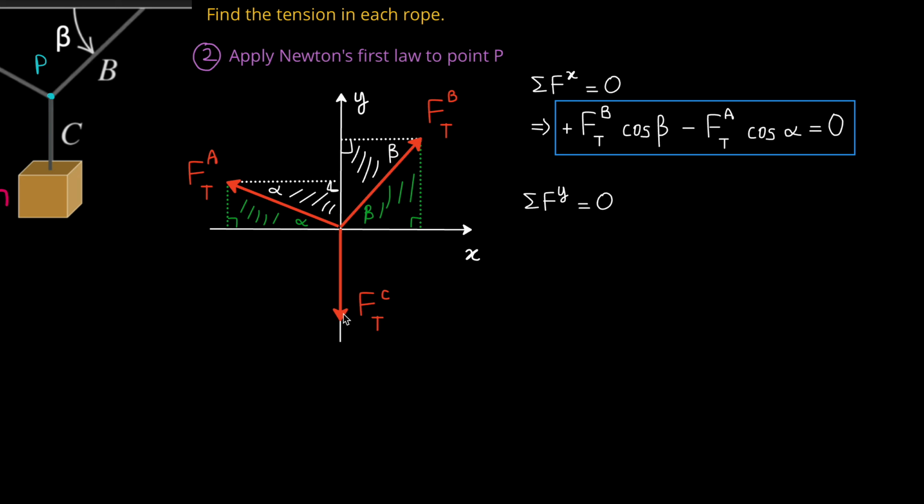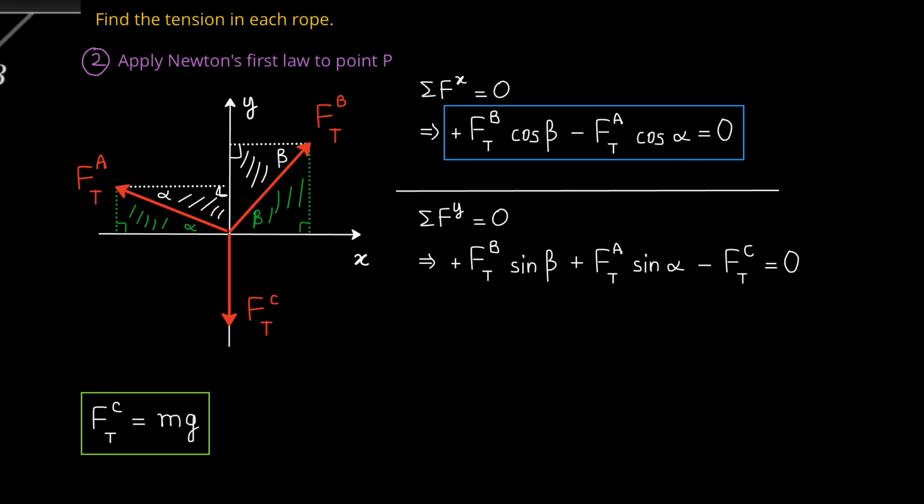Let's combine all this and set up Newton's first law for the y direction. Here's what we get when we combine all that information. FTB sine beta, that's the y component of the tension force in rope B, plus FTA sine alpha, the y component of the tension force in rope A, minus FTC, the tension force in rope C, that is purely in the vertical direction, pointing down. That's why it has a negative sign. All that adds up to 0. So the net force in the y direction is also equal to 0. So we have our final equation here.